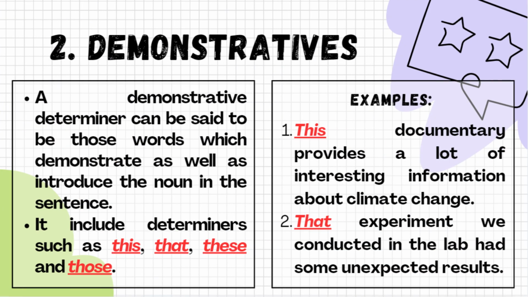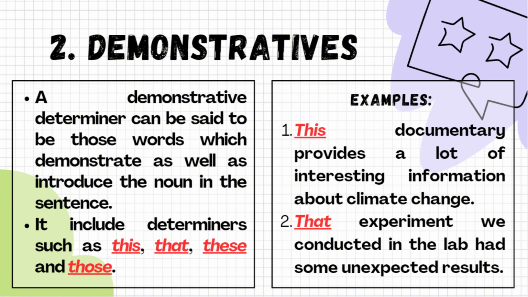Second, a demonstrative determiner. It can be said to be those words which demonstrate as well as introduce the noun in the sentence. They are words that point to specific nouns or noun phrases, indicating their location or proximity. It includes determiners such as this, that, these and those. The first example, this documentary provides a lot of interesting information about climate change. This points to a specific documentary being discussed.